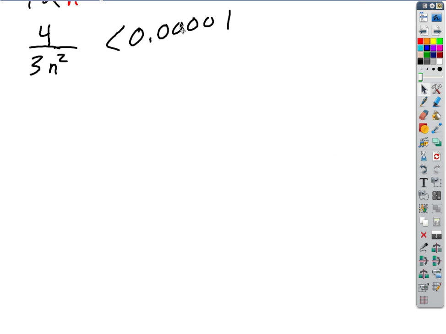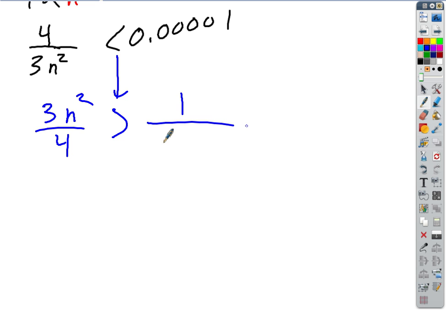Okay, so then when we flip this, I'm going to get 3n squared over 4 is greater than 1 over 0.00001. Now I can turn that, what is that really? If I move the decimal 1, 2, 3, 4, 5 places on the bottom to get a 1, what do I do on the top? That's the same thing as multiplying the bottom by 10, 100, 1,000, 10,000, 100,000. Exactly. Move the decimal point the same number on the top.